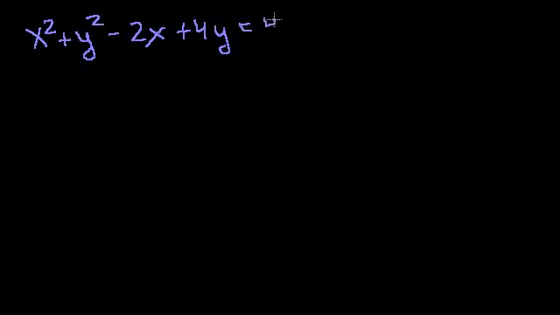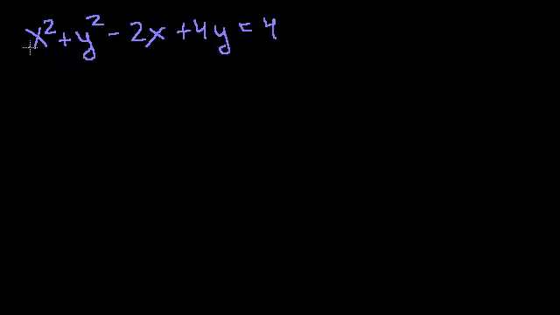Let's see if we could do a couple more of these conic section identification problems. So I have this problem: x squared plus y squared minus 2x plus 4y is equal to 4. The first thing I like to do is figure out what type of conic section this will be. We have my x squared term and my y squared term. They're on the same side of the equation, and they both have positive coefficients. So this tells me that we're going to be dealing with an ellipse.